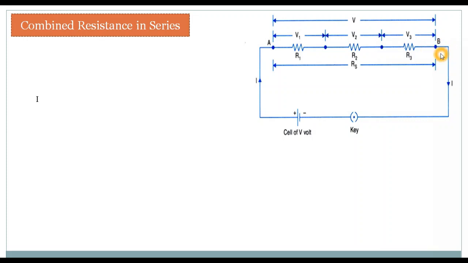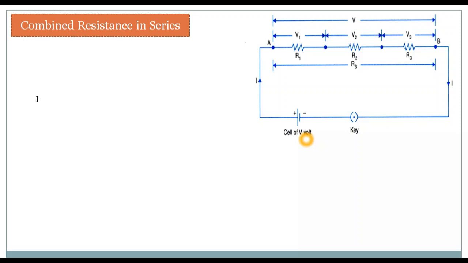So that means when a number of resistances are connected in series, then each resistance will have a different potential difference. But yes, the total potential difference across the ends is equal to the voltage of the battery, and here that is V volts.